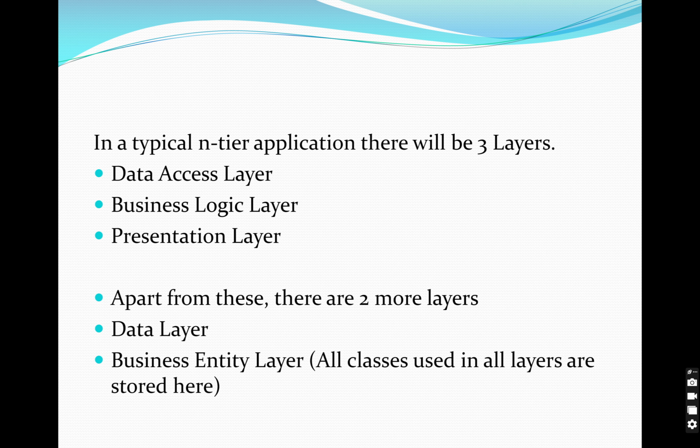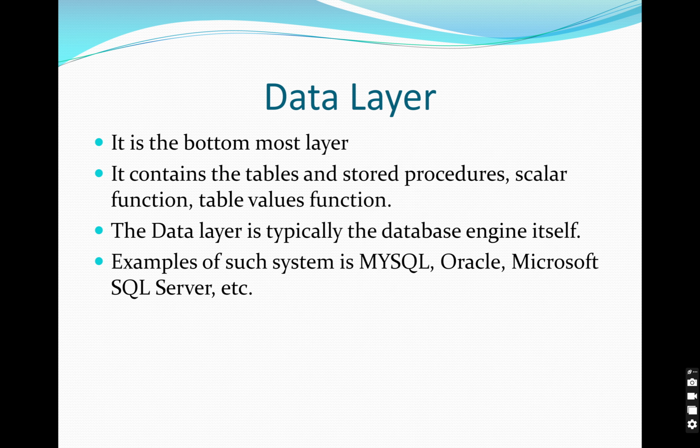In a typical N-tier application, there will be three layers. Those three layers are data access layer, business logic layer, and the presentation layer. Apart from these, there are two more layers that we can add, data layer and the business entity layer. Business entity layer means that project which contains all the classes which represent your domain, used in all the layers across the project.